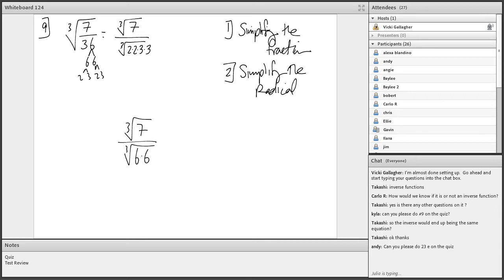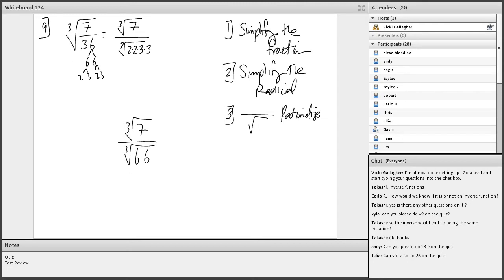Either way, since this is a cube root and we only have numbers that are being squared, 2 squared and 3 squared, or if we look at the bottom one, 6 squared, and we don't have anything being cubed, nothing can simplify out of the radical. And so now we're at our last step, our last option. If you've tried everything and you still have a radical underneath the fraction, then you need to do what is called rationalizing. Rationalize the denominator.